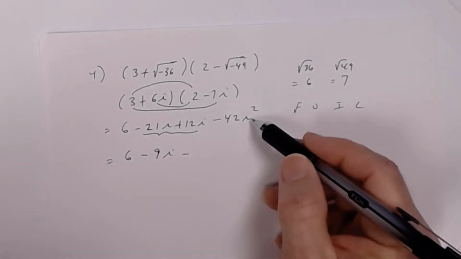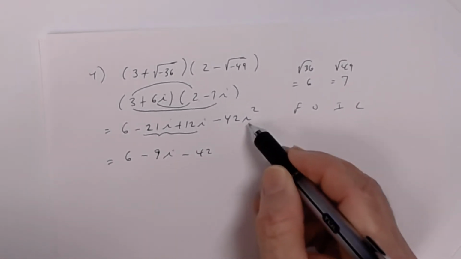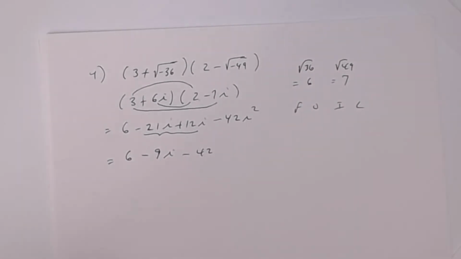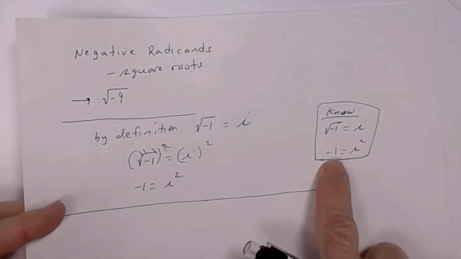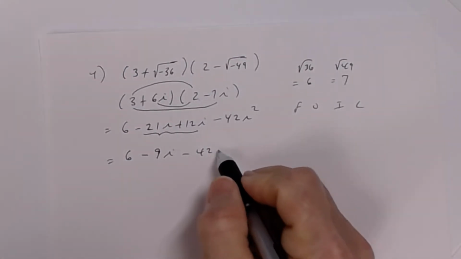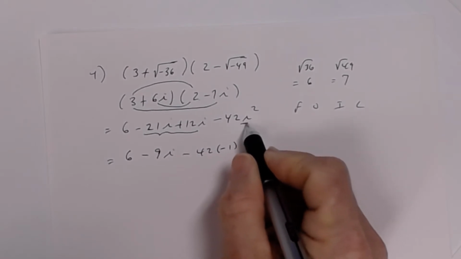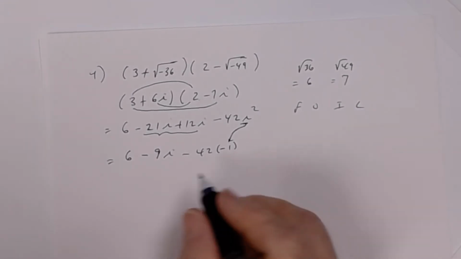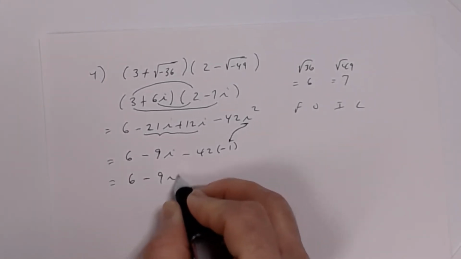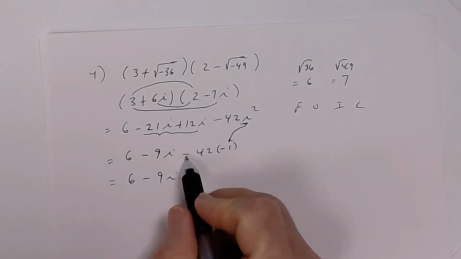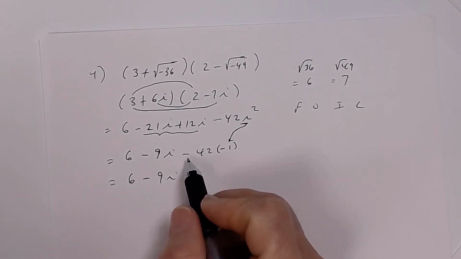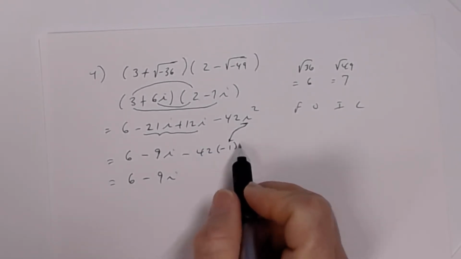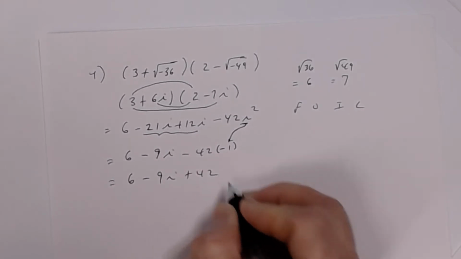See that negative 42i squared? So I would say negative 42. Now remember, I squared, that was one of the things you had to remember. So remember, I squared is defined to be negative 1. Okay? So I'm going to rewrite this as negative 42 times a negative 1. That's what I squared is. So at this point, this is where you want to rewrite I squared as negative 1. And now this becomes 6 minus 9i. And then remember, you can think of this as a negative times a negative. Even though this is subtraction, remember you can always rewrite subtraction as an addition problem, so adding the opposite. So a negative 42 times a negative 1 is a positive 42.